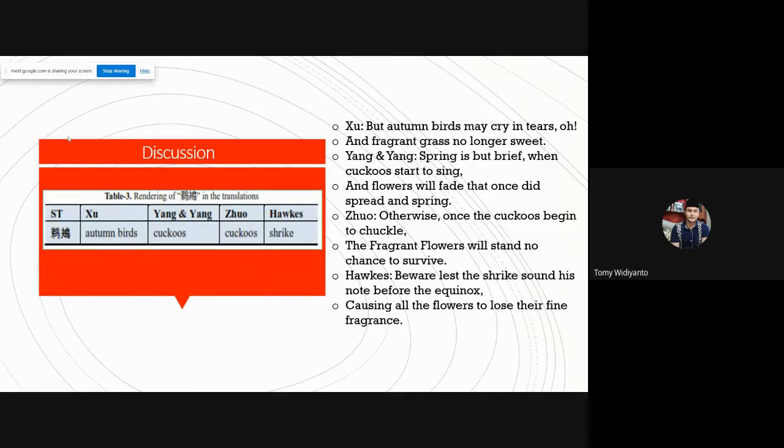Yeah, in these discussions, we can understand that autumn birds may cry in tears, and then Yang's spring is but brief, and then Zhu describes cuckoos beginning to chuckle, and then Hawkes explains: beware lest the shrike sound his note before the equinox, causing all the flowers to lose their fragrance, like that. Okay, continue to the next slide, please.